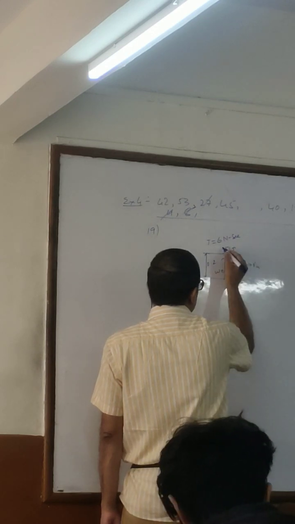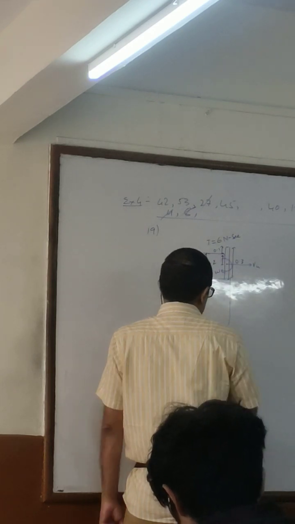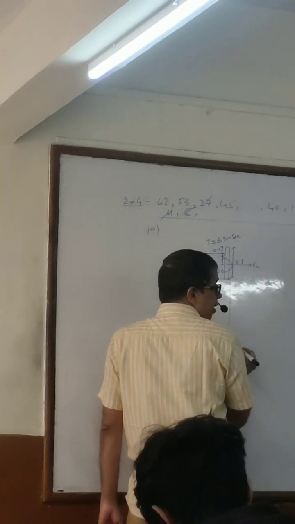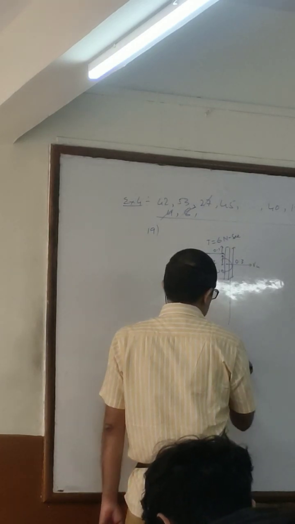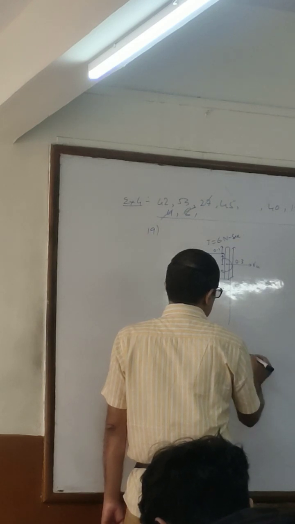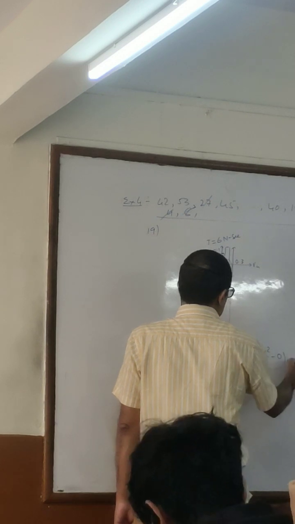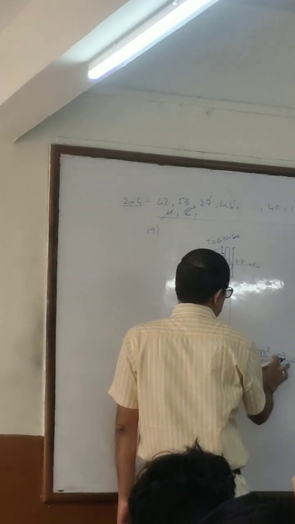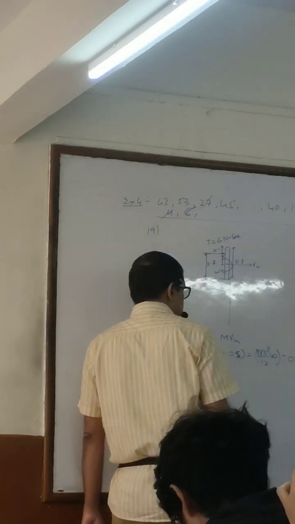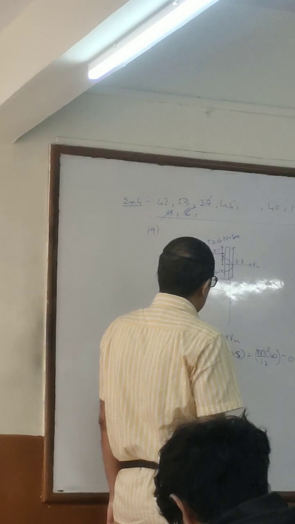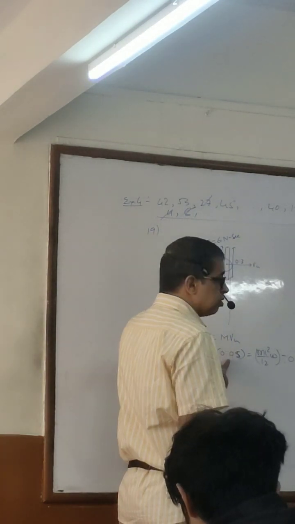J into this distance will be, this is 0.2. This is 0.3. That means this distance is 0.1. How much will this distance be? 0.05 is equal to ml square by 12 into omega minus 0. Initial angular momentum is 0. Angular equal to 0.1. So then perpendicular distance also will change.